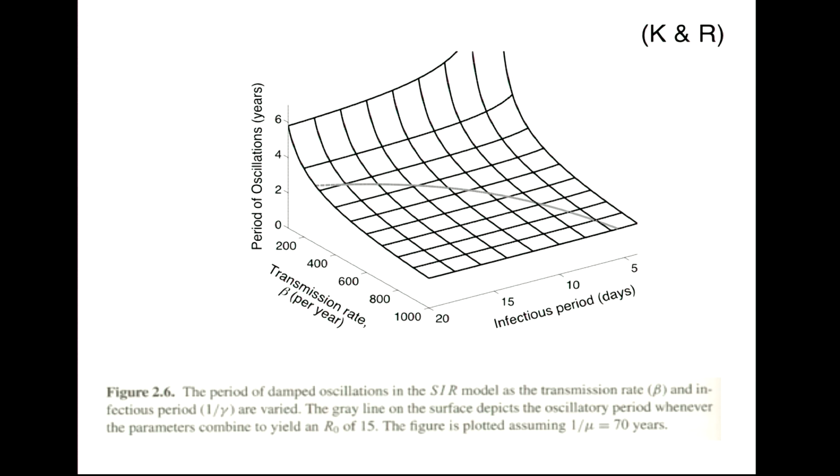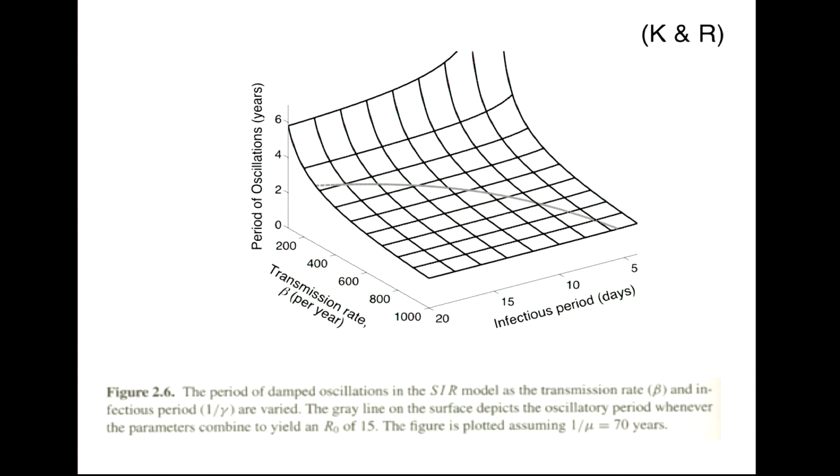So here is a calculation that looks at the infectious period, which is the gamma inverse as a period, the transmission rate, which is beta, and this is the period of the oscillation. So as a function of changing this, at a particular transmission rate and a certain infectious period, you can have a certain oscillation period. And if you look at relatively small transmission rates and relatively small infectious periods, you can find the period of oscillation can be fairly large.